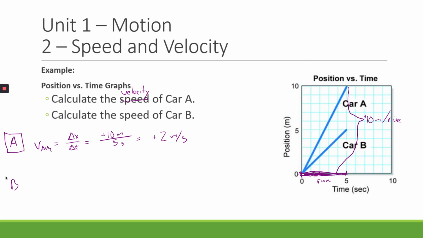Car B. What is your rise for car B? 0 to 5 meters, so plus 5 meters. What is your run? 0 to 5 seconds again. So your V average would be plus 1 meter per second. Beautiful. Just by looking at a graph, we can calculate average velocity very quickly, which is helpful.